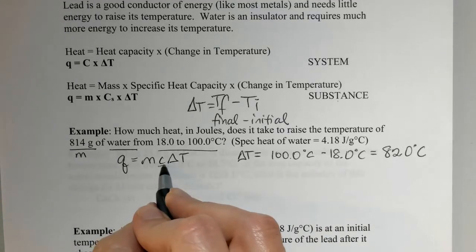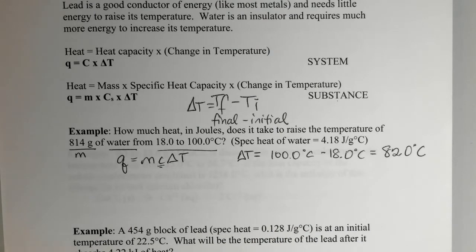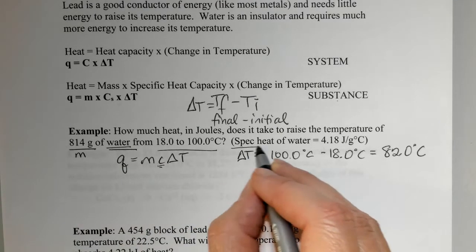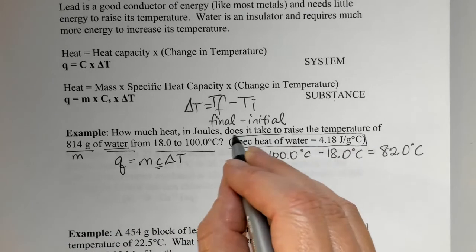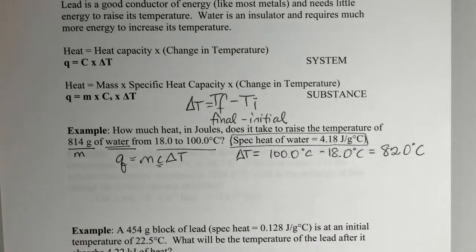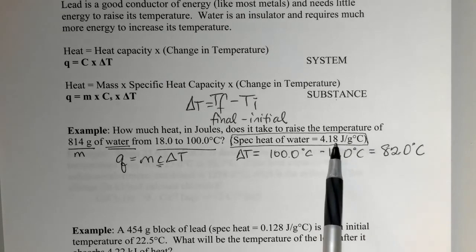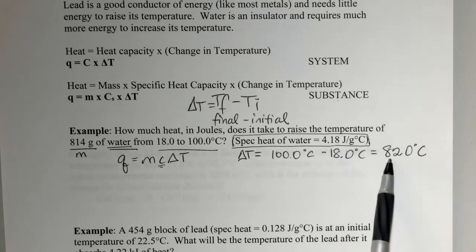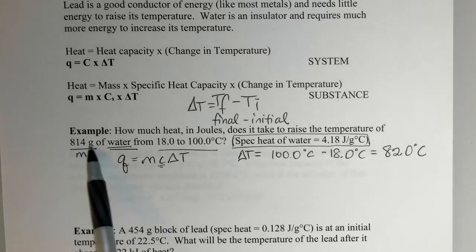And then the C again is the constant for the substance. Since we're looking at water, we're going to have the specific heat capacity of water. We saw on the previous page that was 1 calorie per gram degree Celsius, but a calorie is the same as 4.18 joules. So we have this heat capacity, 4.18 joules per gram degree Celsius. What that means is that if I have 1 gram of water and I want to raise the temperature by 1 degree Celsius, I need to supply 4.18 joules of energy. I'm going to go up 82 degrees Celsius and I have 814 grams of water. So how much heat energy do I need?